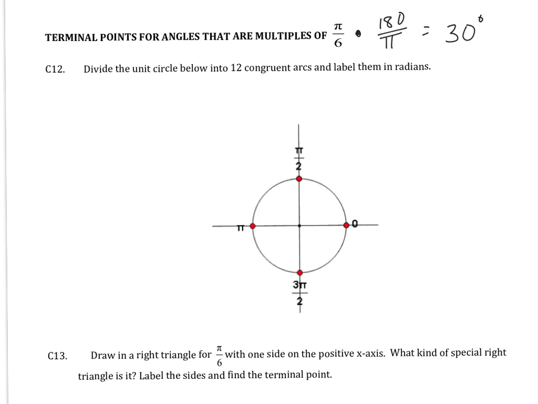I promise you I'm going to be trying to make them congruent. I'm not fantastically good at it, so we will see what we will see. I will do my very best. There we go. So we've got 12 mostly congruent arcs there, and we're looking at them in terms of pi over 6. So here I've got pi over 6.